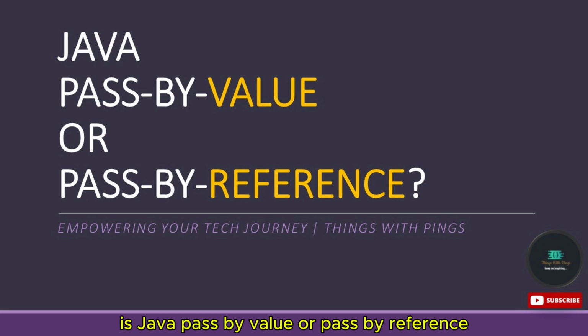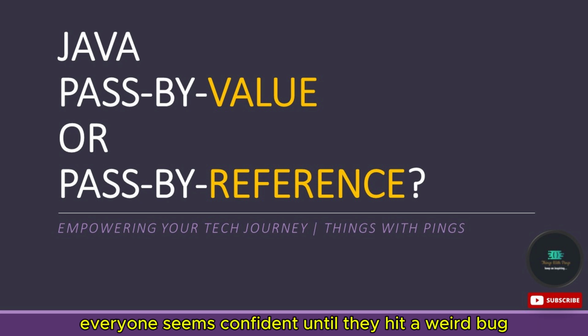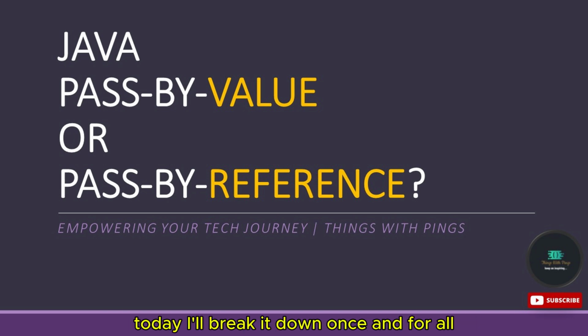Is Java pass by value or pass by reference? Everyone seems confident until they hit a weird bug. Today, I'll break it down once and for all using stack and heap memory, and I'll prove to you why Java isn't what you think it is.